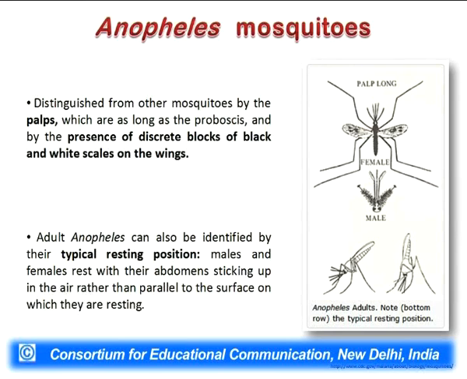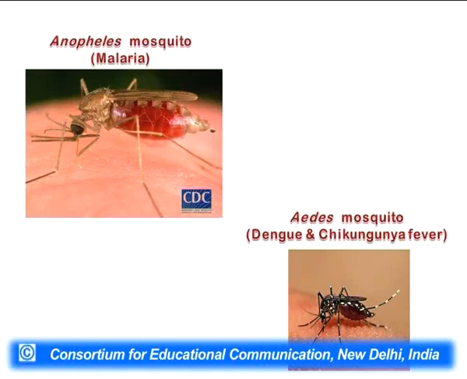So the proboscis and the palps in the Anopheles mosquito are long and almost of equal length. The second most distinguishing feature in this Anopheles mosquito is the presence of discrete blocks of black and white scales scattered throughout the wings. And if we see the resting position of this mosquito, when it is resting on a surface, the abdomen is not placed parallel to the surface, but is angled at about 45 degrees from the surface, and the abdomen is hanging in the air. So these are the two major distinguishing features through which we can easily find out that this is the Anopheles mosquito. In the picture, the Anopheles mosquito is loaded with blood in its stomach, and there are small white and black patches present on the wings.